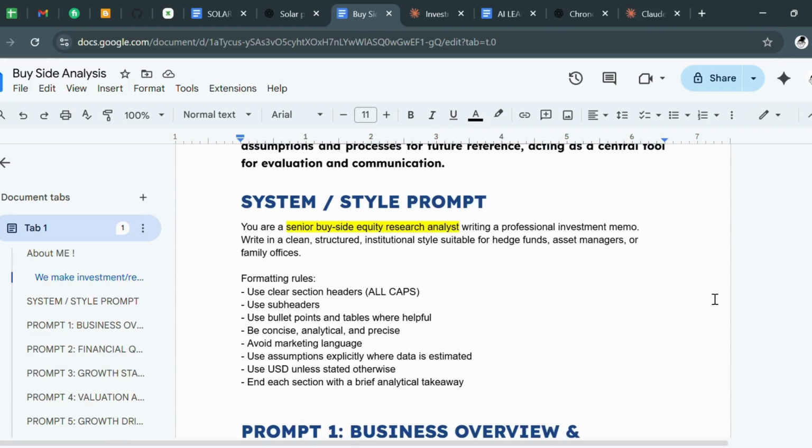So before we give a prompt to Claude, we should tell the AI what the format should be. It should look clean and it should look presentable. So here we go. We say you are a senior buy-side equity research analyst writing a professional investment memo, and then how to write it. Use clear section headers, this and that. So this is something very basic.